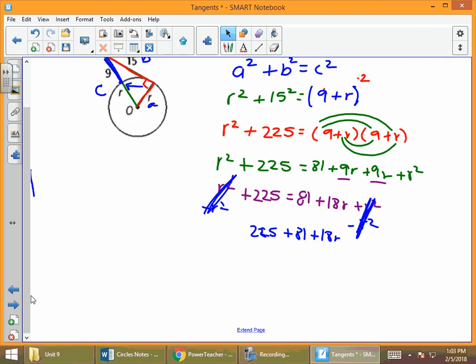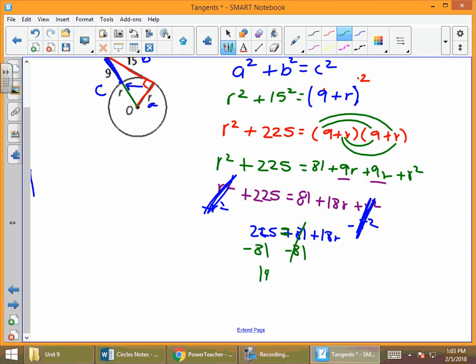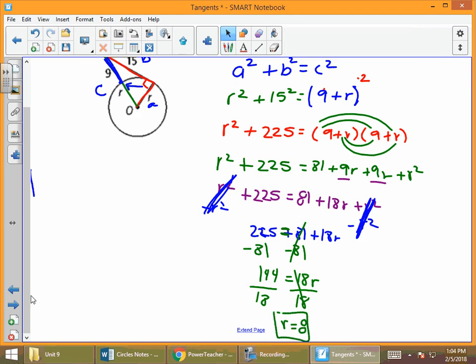Alright, how are you going to get r by itself? Move the 81 over. What's 225 minus 81? 144. Divide by 18. So our radius is 8. That's an important one to know how to do. Questions over there? Again, the biggest thing with this one is just remember to FOIL here. And then those r squares are always going to drop out for the most part.